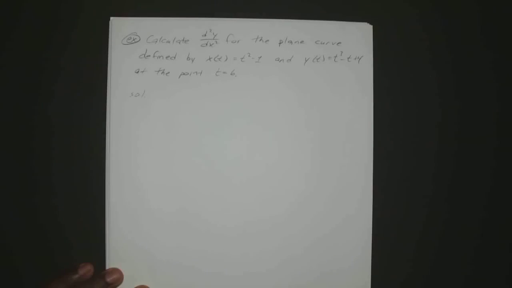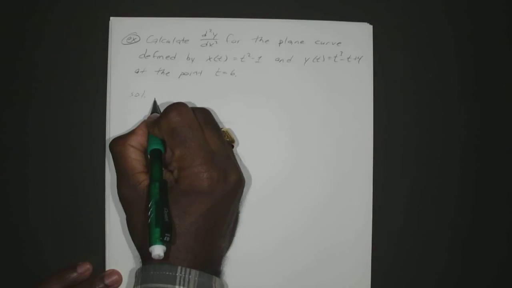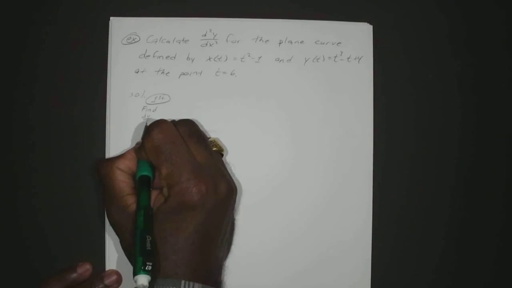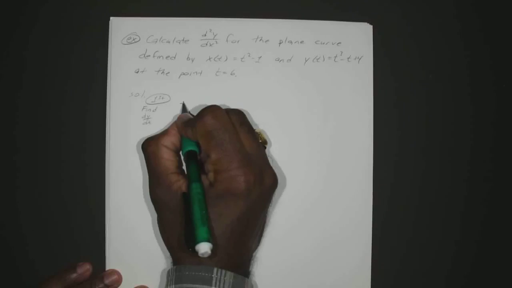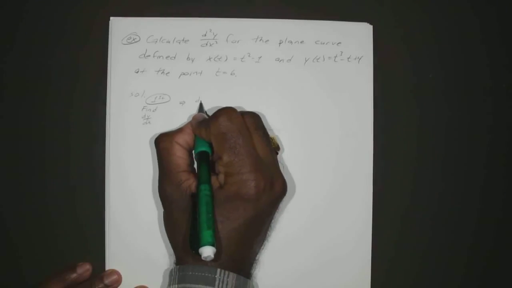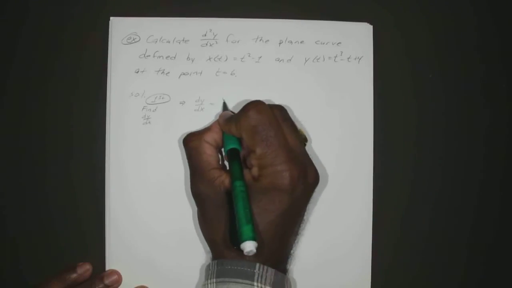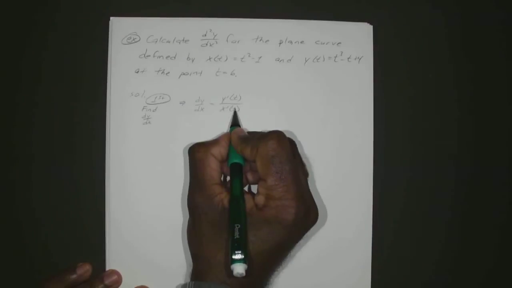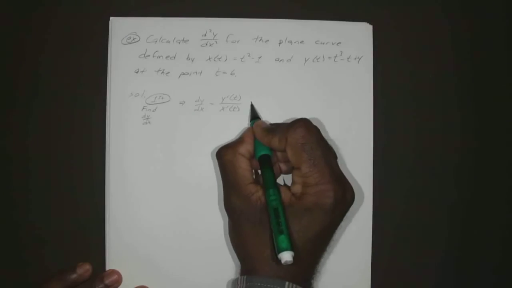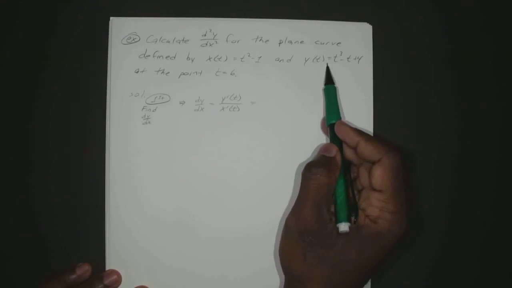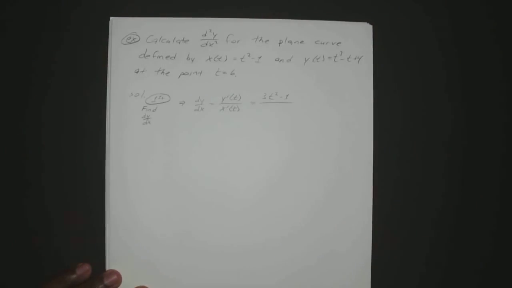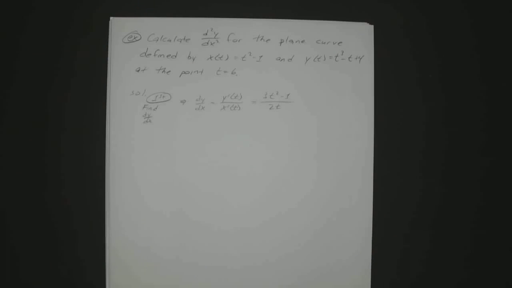Okay, so the first thing you have to do is find your dy dx. Okay, so we know our dy dx is y prime of t over x prime of t. Okay, so our y prime of t is 3t squared minus 1, and our x prime of t is 2t. Okay, so we have our dy dx.